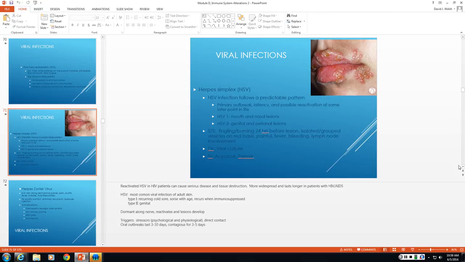Another viral infection is your herpes simplex virus, or HSV. HSV infection follows a predictable pattern: a primary outbreak, latency, and possible reactivation at some later point in life. HSV-1 is basically on your mouth and nasal lesions. HSV-2 is genital and perianal lesions. Now, reactivated HSV in HIV patients can cause serious disease and tissue destruction. It's more widespread and it lasts longer in patients with HIV/AIDS.